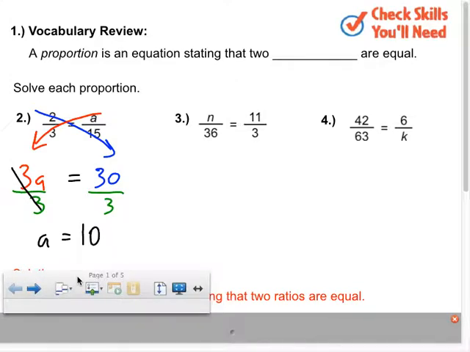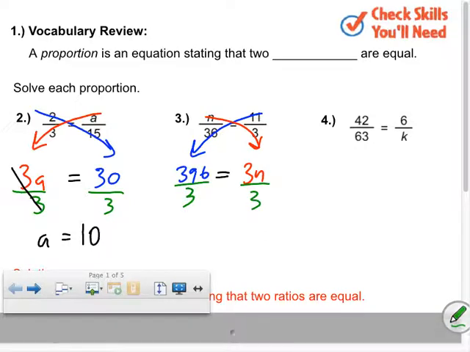Okay. Who can walk me through number 3? Go ahead, Goldus. You will multiply 36 times 11. What's 36 times 11? That would be 396. And then what else? And then that will equal 3n. Okay, and we're going to do our other cross product, which is n times 3, which is 3n. And now what am I going to do? And then you divide both sides by 3. Very good. And what did you get when you divided both sides by 3? 132. 132 equals n. Okay, very good.